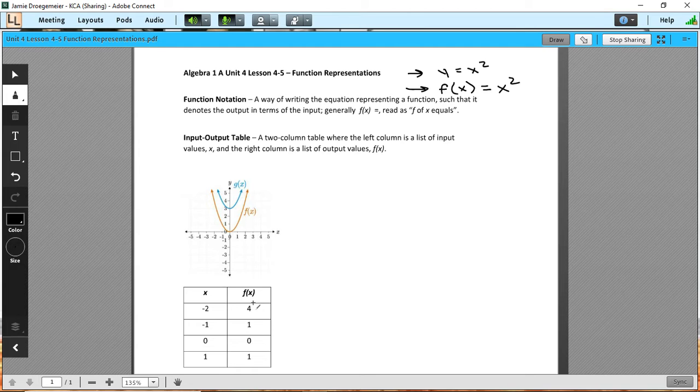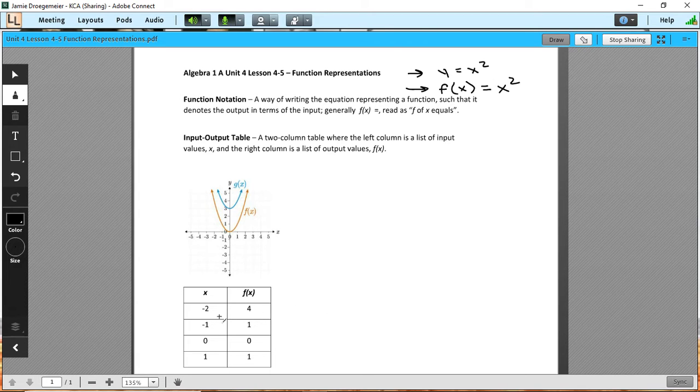We use function notation for a few reasons, but one is just to help us identify if we have multiple functions on a graph. So in this graph example down here at the bottom, we have this function that we call f of x, and this function that we're calling g of x. It's just a way to distinguish multiple functions. So this is the function f, this is the function g. All right, and then we have our table here as well.